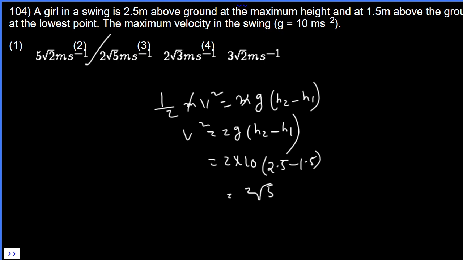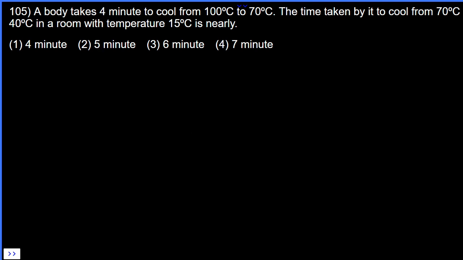Next, problem number 105. A body takes 4 minutes to cool from 100 degrees to 70. The time taken by it to cool from 70 degrees to 40 degrees in a room with a temperature of 50 degrees centigrade nearly. This problem belongs to Newton's law of cooling.